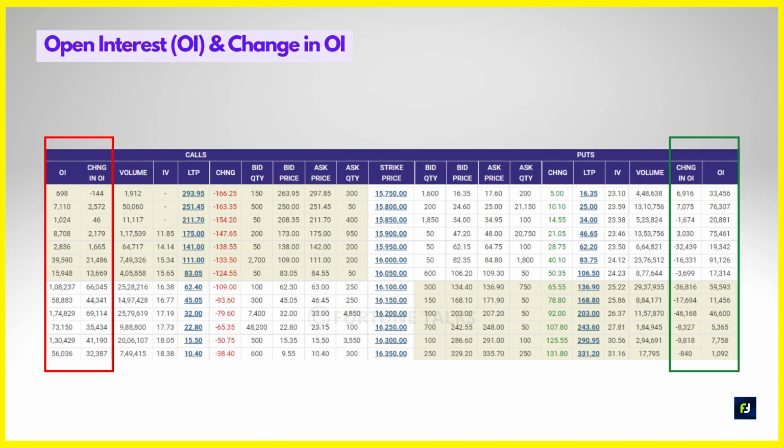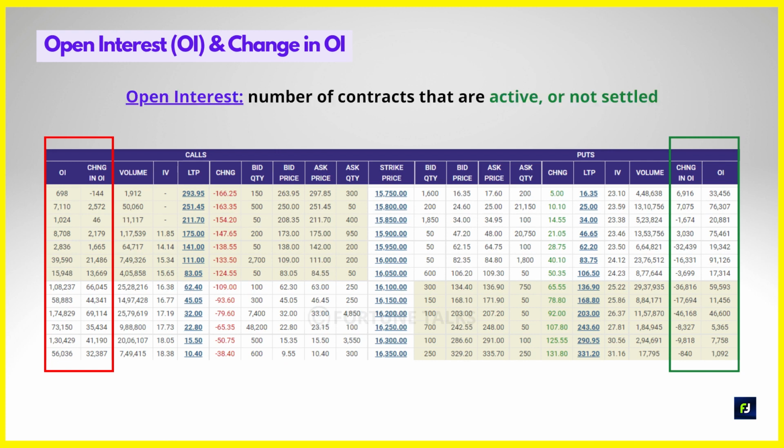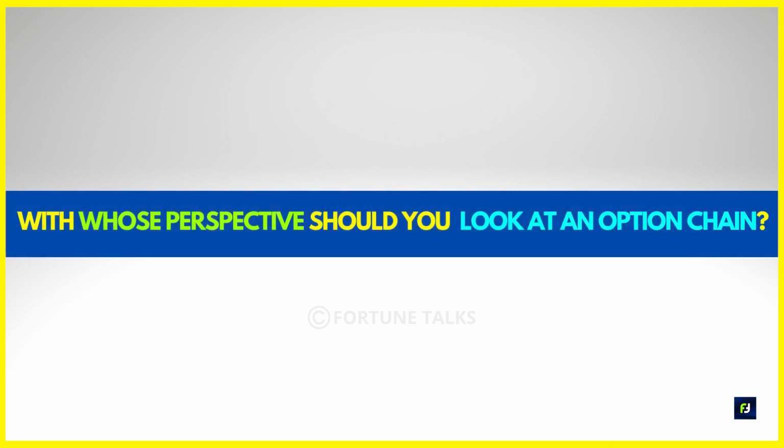Right. The final two elements are open interest and change in open interest. Open interest denotes the number of contracts that are active or which are not settled. Both volume and open interest are two key technical metrics that help describe the liquidity and activity of options and futures contracts. In terms of options, we are more interested in analyzing the open interest because it is of great use to us.